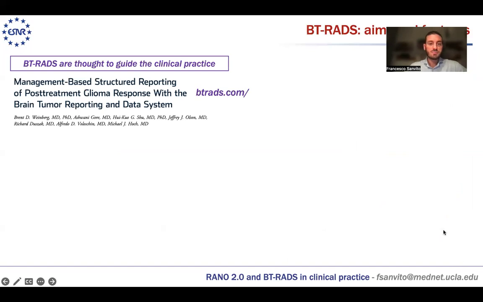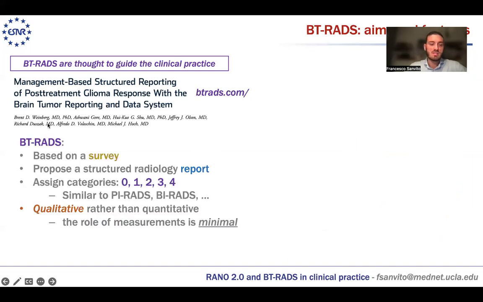Let's move to BT-RADS, which is a system that is thought to guide and help in clinical practice. It's based on a survey and on consensus of the physicians that participated in the survey, and they assign categories 0 to 4, like in PI-RADS. Importantly, it's qualitative rather than quantitative, meaning that you visually see if the lesion is worse or better over time, although we'll see that there is some role for quantitative measurements too.